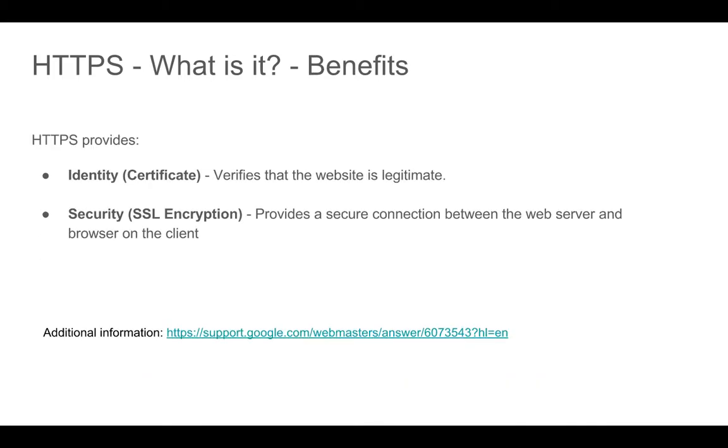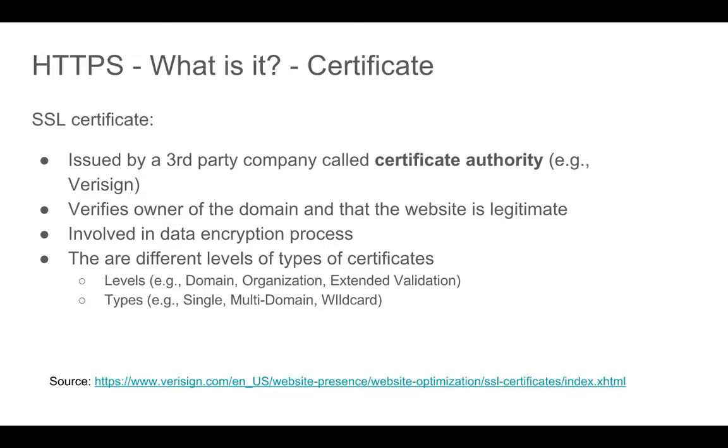So the first part, the identity piece, is handled by a certificate. It doesn't have to be SSL. SSL is kind of the old protocol, but a certificate is issued by a third-party company, such as VeriSign, Amazon. They all issue these certificates, and it's like filling out an application, and they check out who owns the domain, and they make sure that you're the company that really owns the site. So they kind of verify who you are and that the site is legitimate. It also gets involved in the encryption process. So we'll talk about that in a minute.